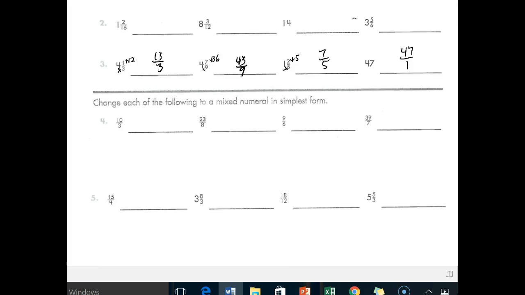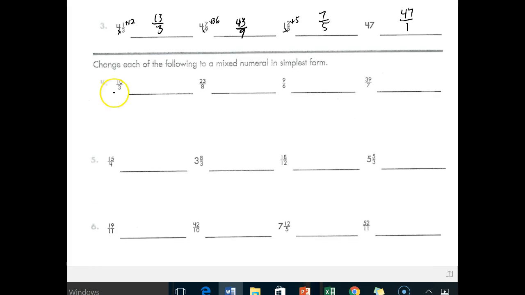Right? And lastly, doing improper fractions, where the numerator is bigger than the denominator, into mixed numbers. So 3 into 10. 3 goes into 10 3 times with 1 left over. So it's 3 and 1/3. Got this 3 from right there. Got this 1 from right there. Oops, I'm doing it even.